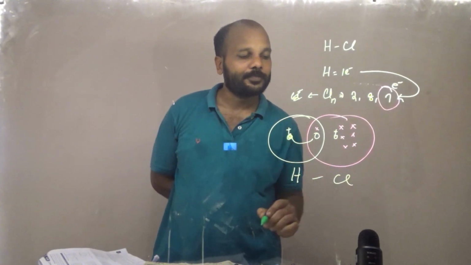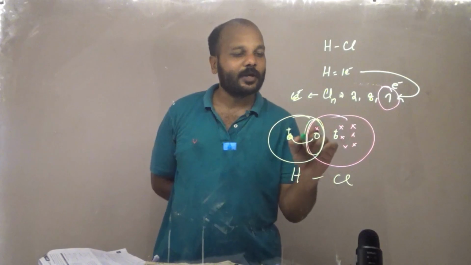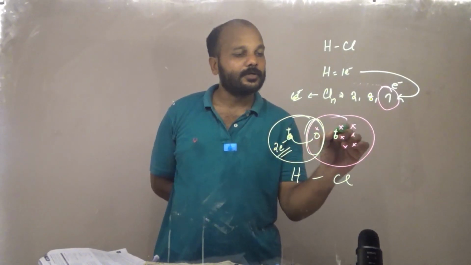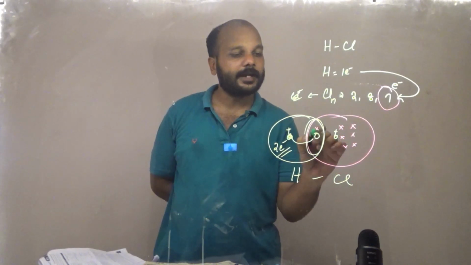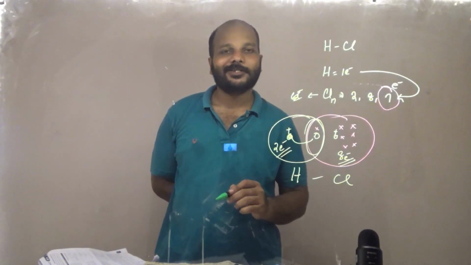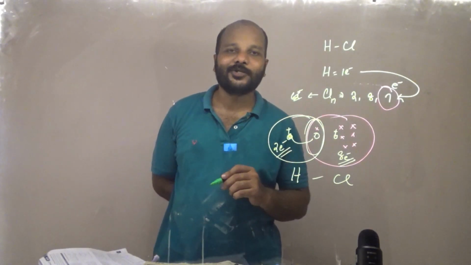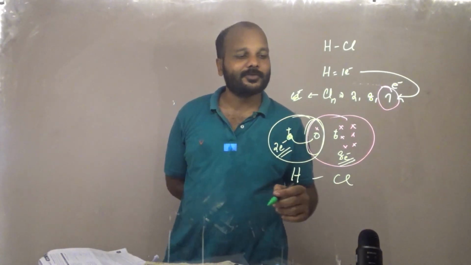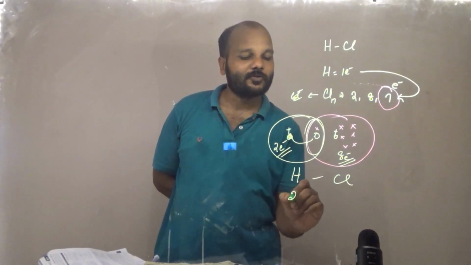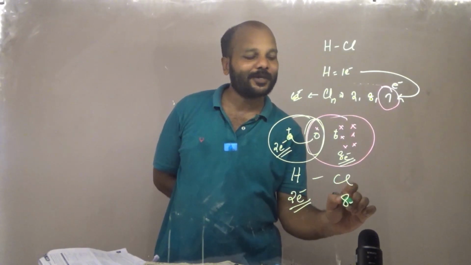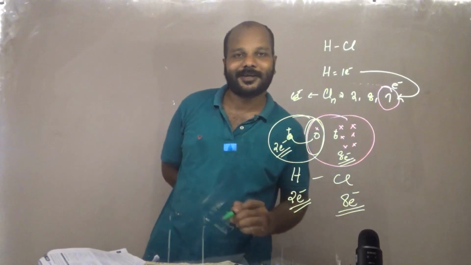So now we shall see, this is the hydrogen atom and this is chlorine. Now hydrogen has 2 electrons, right? 2 electrons for hydrogen. And 1, 2, 3, 4, 5, 6, 7, 8, 8 electrons for chlorine. So hydrogen is happy because it has only one shell, with 2 electrons in the outermost shell. And chlorine is also happy because it has 8 electrons in the outermost shell, right?